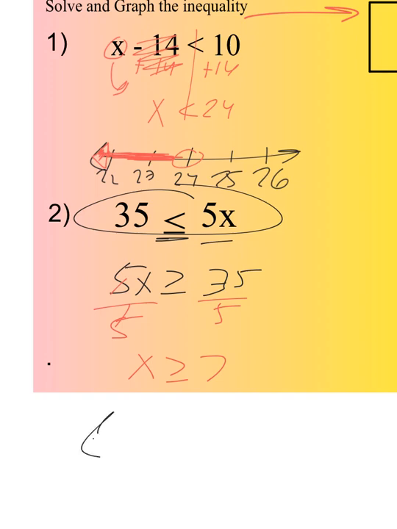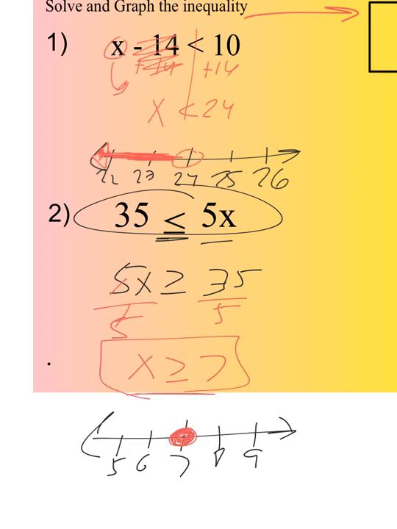And so, again, making a graph for this one, too. 7. I'll put 8 and 9 up here and 6 and 5 down here. In this case, I would circle and shade in the 7, okay, on the number line, because this one says x is greater than or equal to. So it can be 7 as one of my solutions. And then I want all solutions that are bigger. So 8, 9, 10, everything bigger than that.